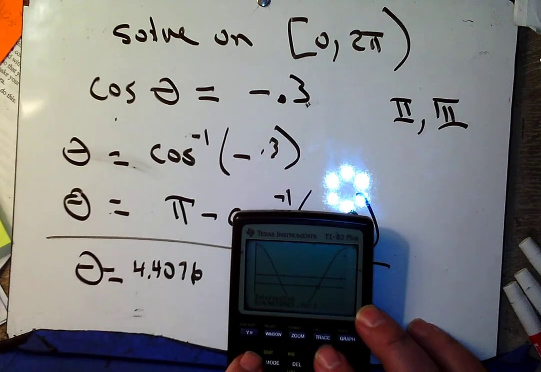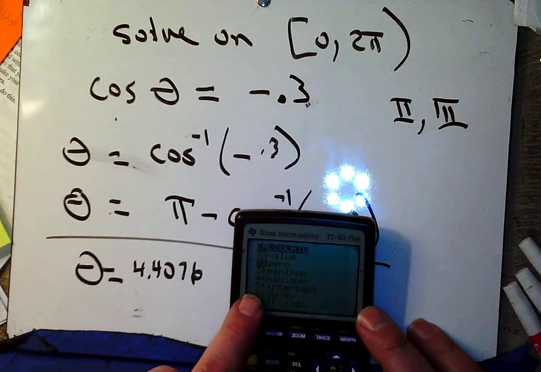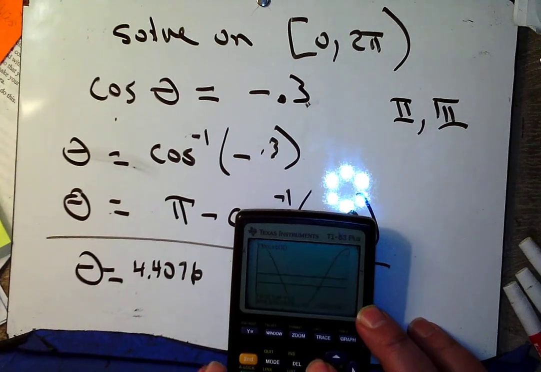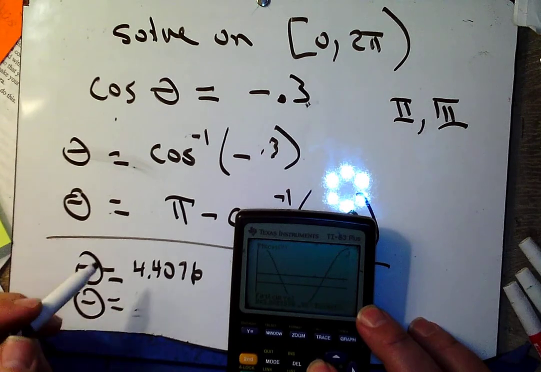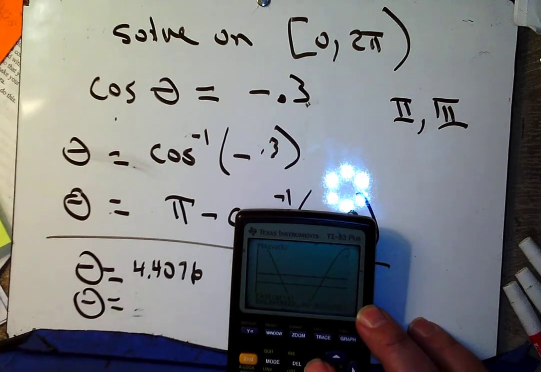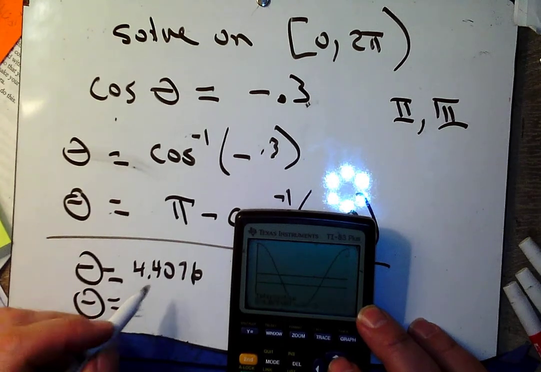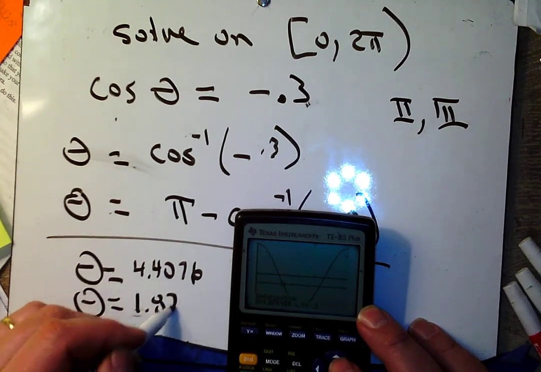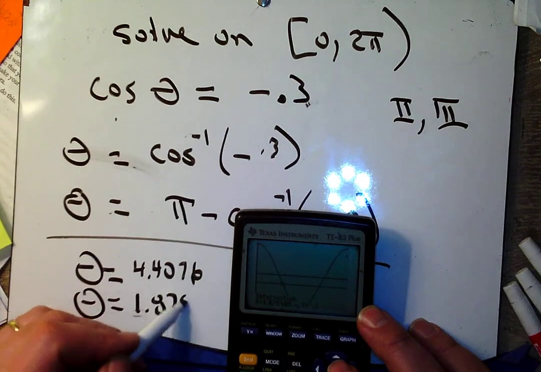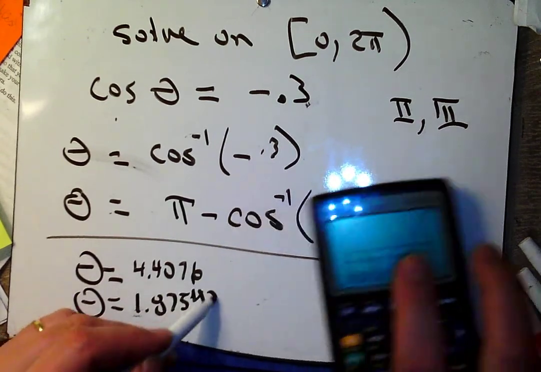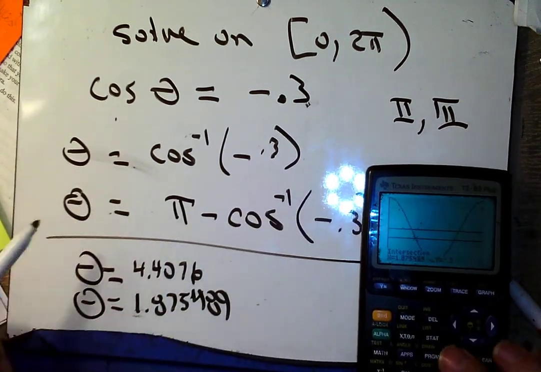And I get theta equals 4.4076. And if I want to find that other solution, I'm going to bring my cursor close to that other point of intersection, and enter, enter, enter. And I get 1.875489. Okay, so let's check.